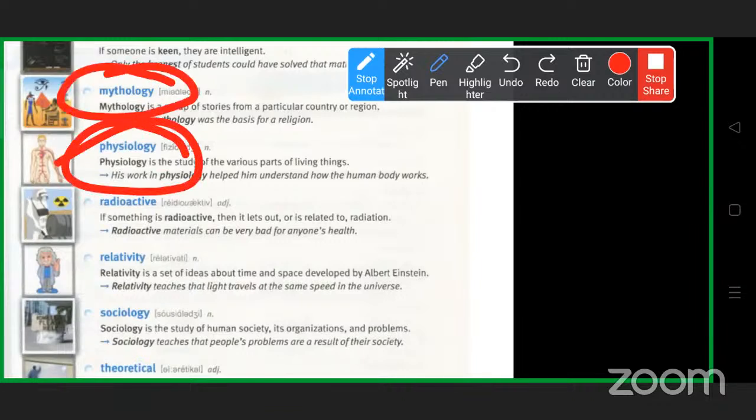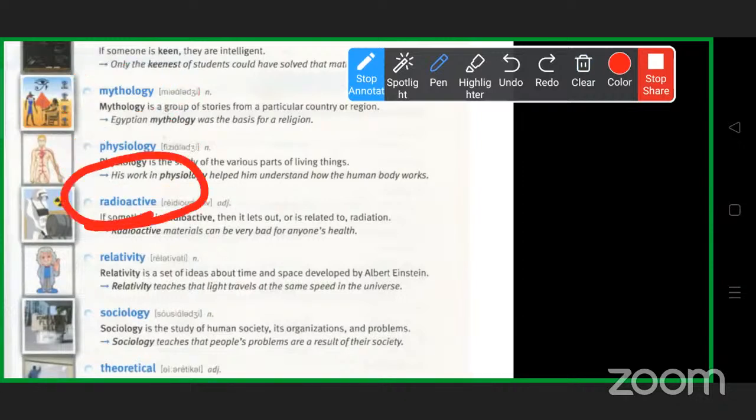So study of myths would be mythology. Study of physical body parts would be physiology. And then thereafter we have radioactive. Something which is radioactive would be something which radiates energy, which radiates light or something like that.